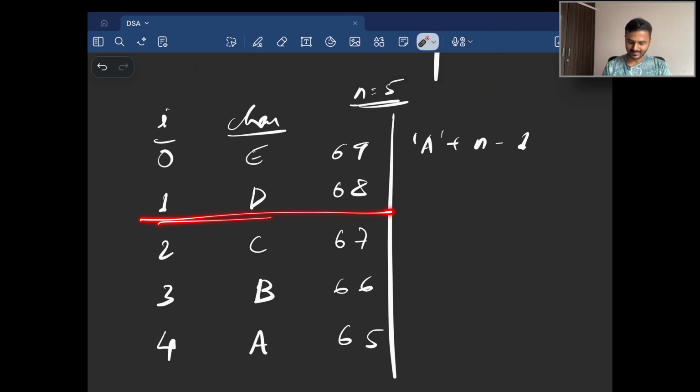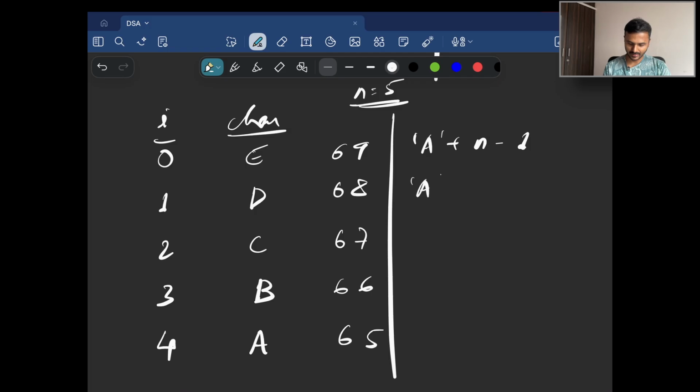Now, what about the second row? The second row has got 68, which is just one less than whatever we printed in the previous row. So can we say A plus n minus 1 minus 1? We can, right? Because what this would give us is 65 plus n, which is 5. So 70 minus 1 is 69, minus 1 is 68, right?